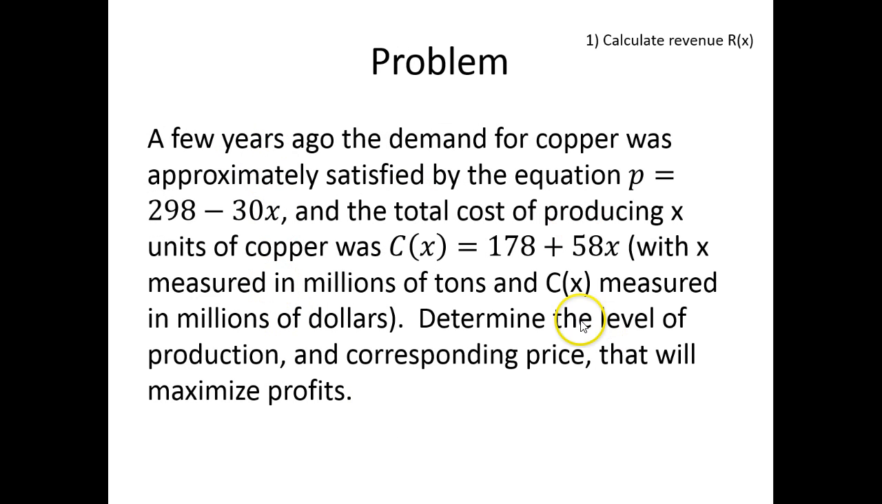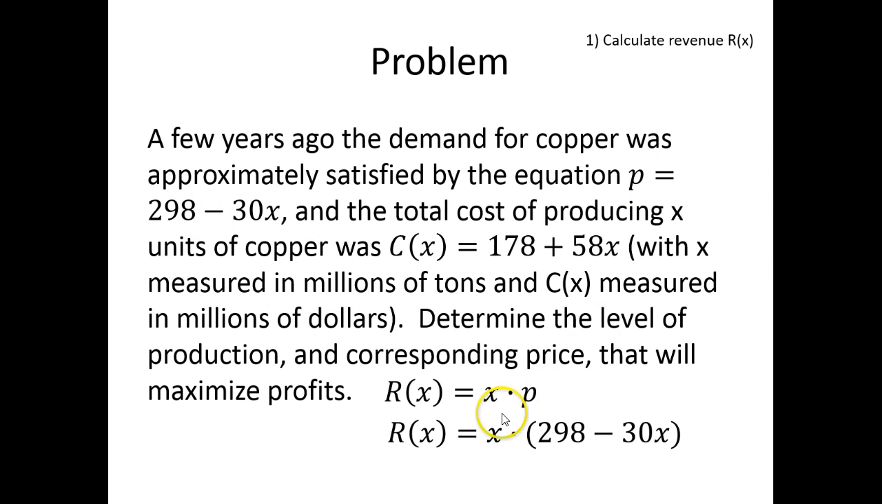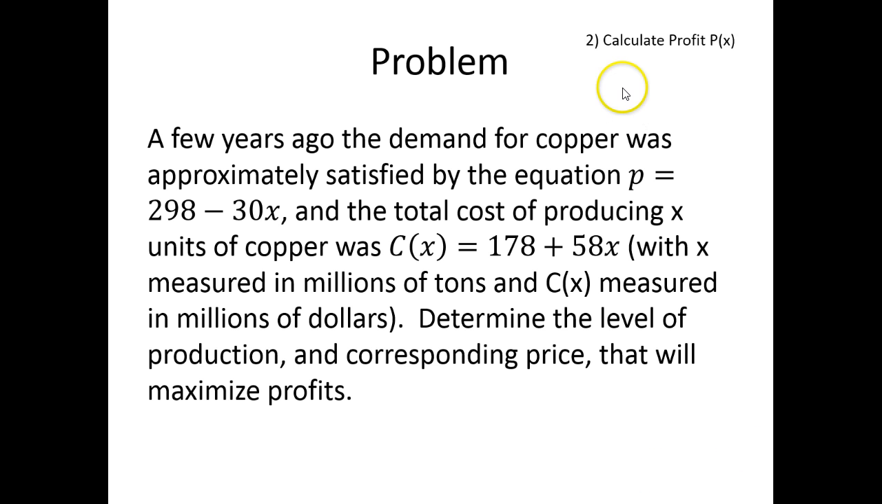So we're going to start. R of x is x times P, and remember P is demand, so x times P. P is 298 minus 30x. So our revenue is 298x minus 30x squared. Fairly simple, fairly straightforward. Our second thing is to calculate the profit.